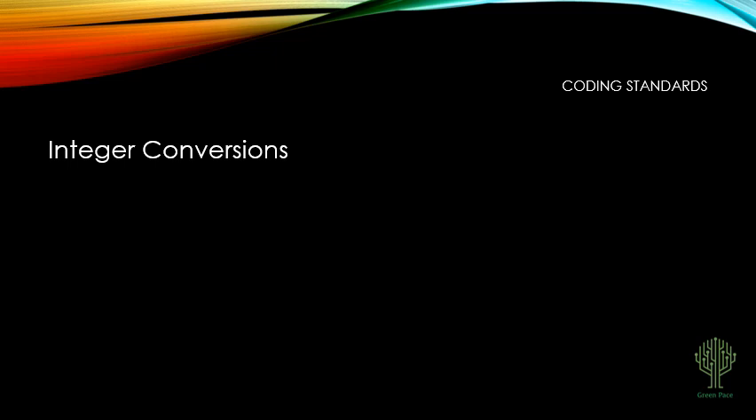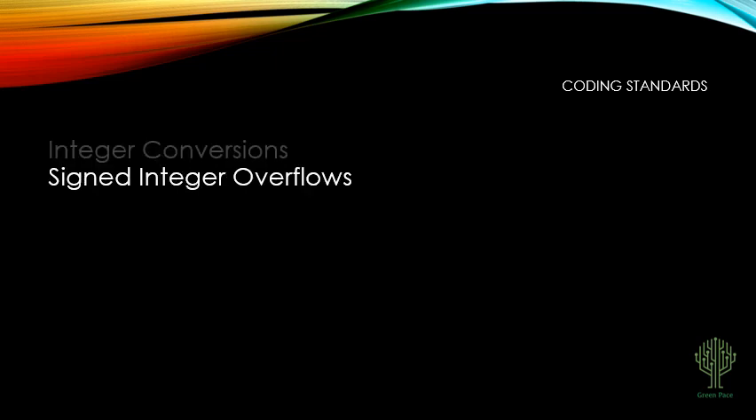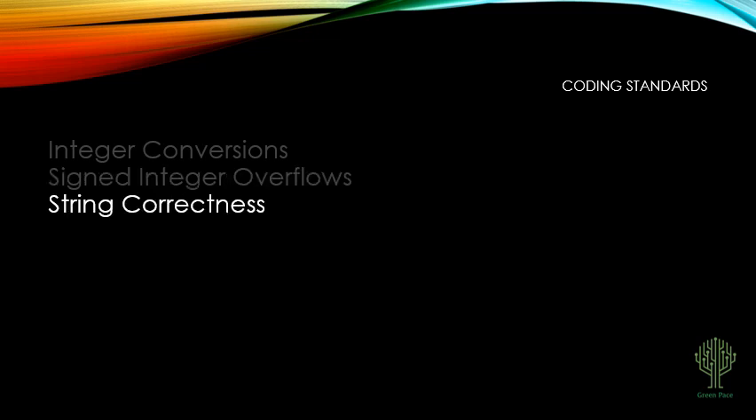The following coding standards are courtesy of Carnegie Mellon University unless otherwise specified. Integer conversions should guarantee not to result in loss or misinterpreted data. Signed integer overflows. Since an overflow is undefined behavior, it may react differently on different systems and should be prevented. For string correctness, we ensure string buffers are large enough to hold assigned strings, otherwise a buffer overflow could occur.